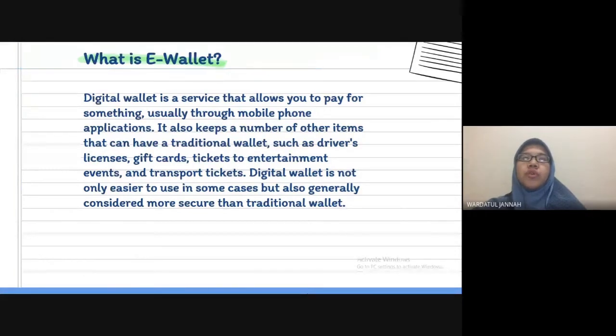What is e-wallet? E-wallet a service that allow customer to pay for something, usually through mobile phone application. It also keep a number of other item that can save a traditional wallet such as driver license, gift card, ticket to entertainment event and transport ticket. Digital wallet is not only easier to use in some cases but also generally considered more secure than traditional wallet. Next slide.